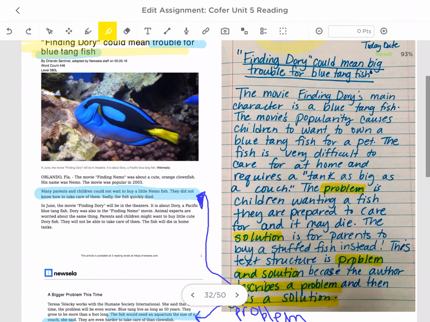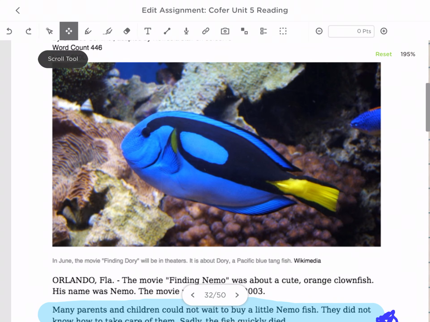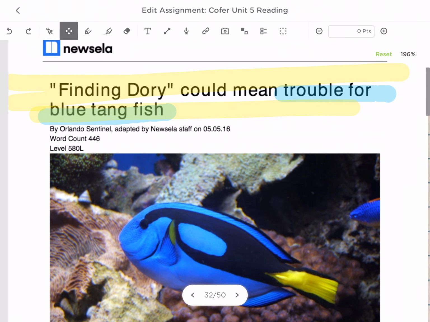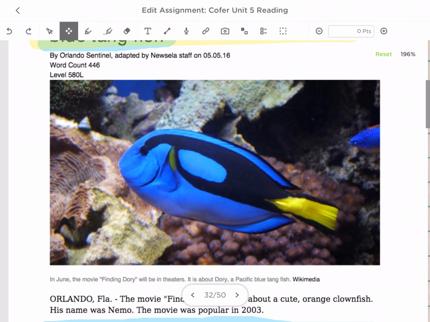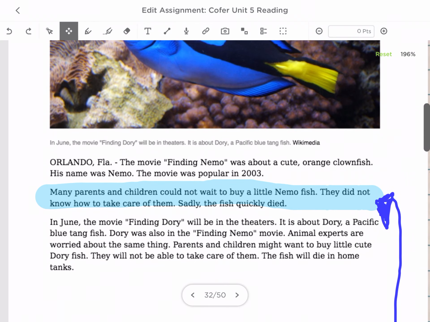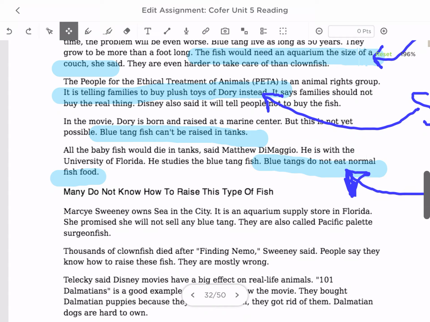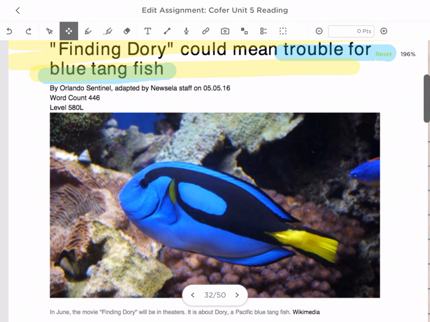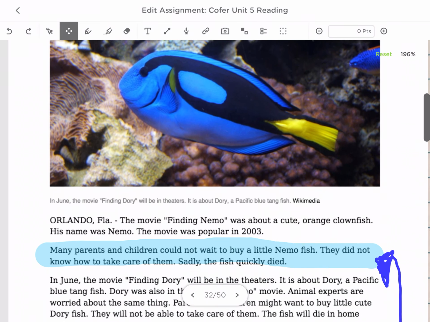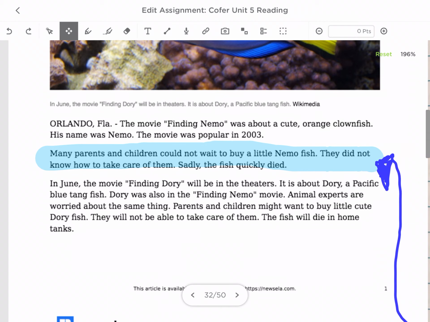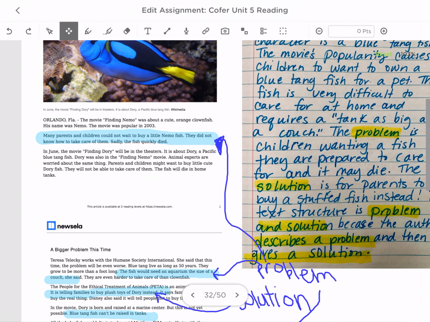So the popular movie Finding Dory prompted a lot of people to try to have these blue tang fish as a pet. So as I read and annotate my article today, I am going to be looking for what the problem is and then what are some of the solutions that they suggest to help save the blue tang fish. So as I was reading, I highlighted the parts and labeled it where I thought it was the problem.